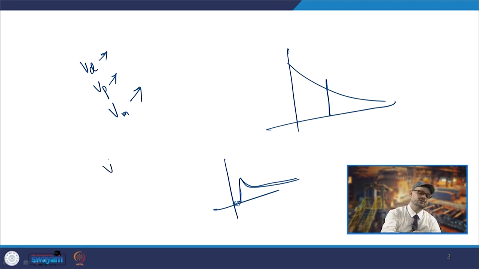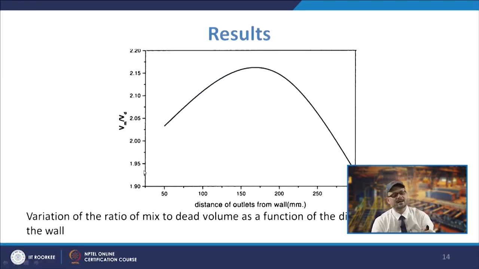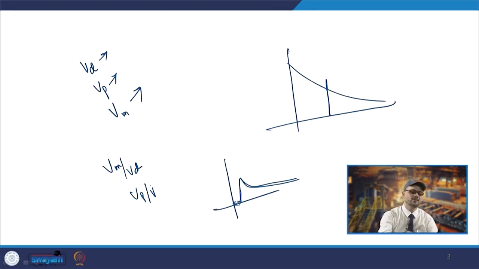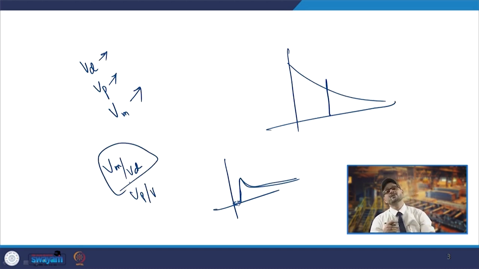For representing in terms of fractions, we can have VM by V, VP by V. In fact, we calculate VM by VD as one of the parameters, which tells us that we try to increase VM and reduce VD. That represents a larger amount of mixing inside the tundish, which is the more desirable feature. So you can plot VM upon VD and VP upon VD also, and we try to increase this value.